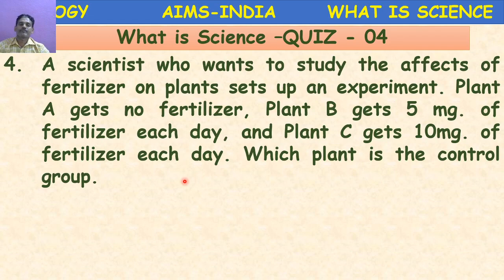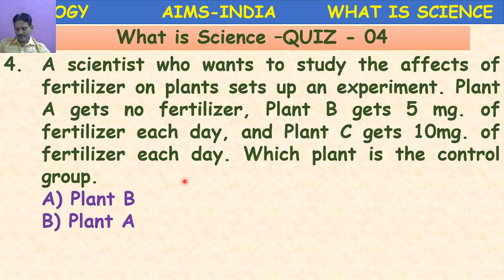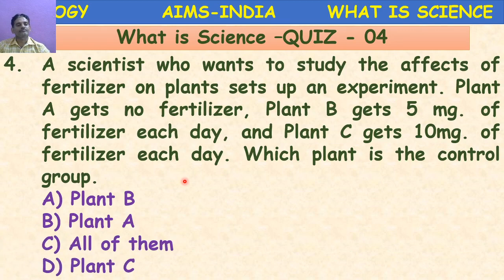Very nice question. So here the scientist has taken three plants named A, B and C. For plant A he didn't provide any extra fertilizer, but for plant B he gave 5 milligrams of fertilizer every day, and for plant C 10 milligrams of fertilizer. But among these three plants, which plant is the control group? Come on, use your logic. Give the answer.